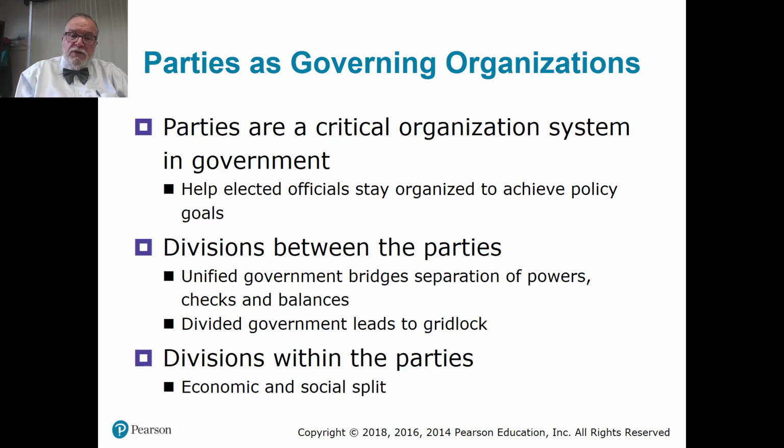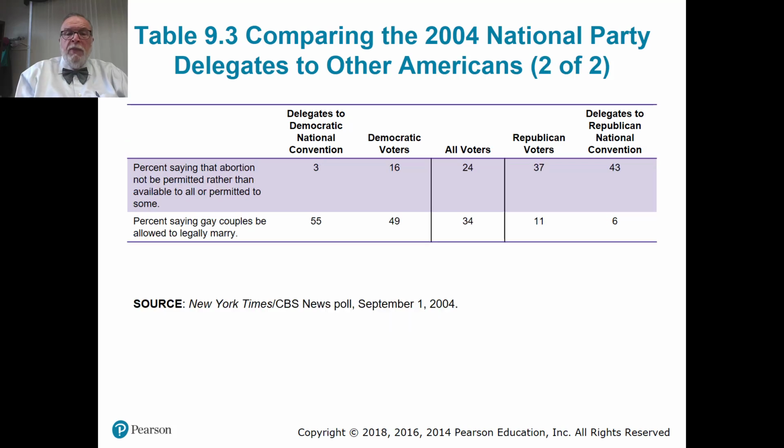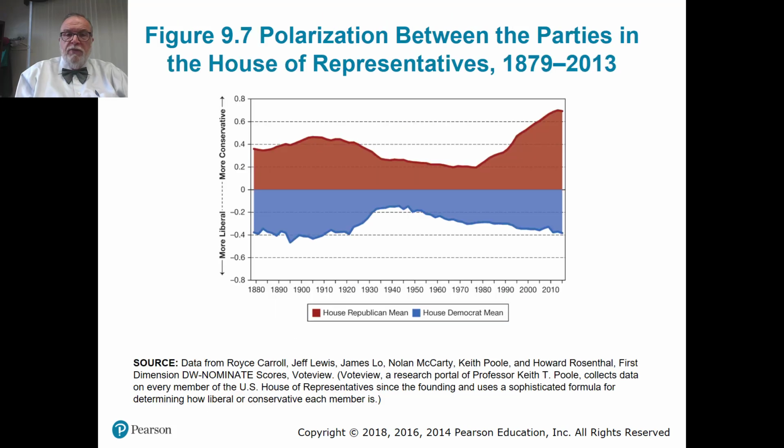And there are divisions, both economic and social splits, in every party. If you compare the 2004 National Party delegates to other Americans, you'll find that Democrats tend to be a little bit more liberal, and Republicans that go to the convention tend to be more conservative. And that's very true of political parties. So here, if you look at Democrats, again, liberal, independents kind of split, and Republicans conservative.